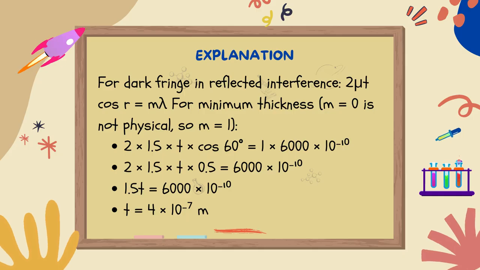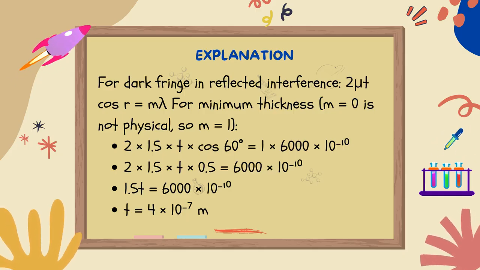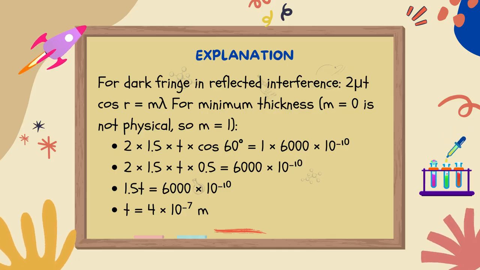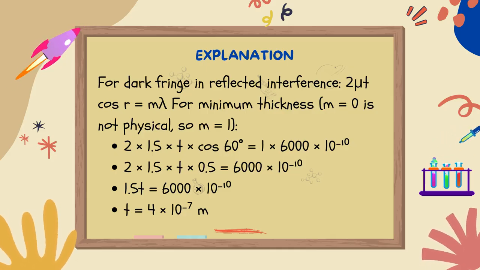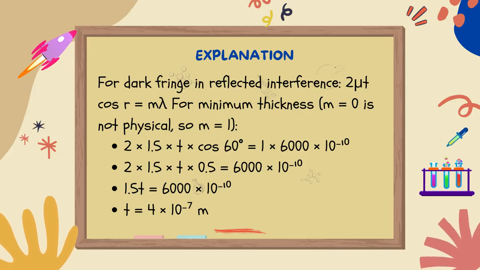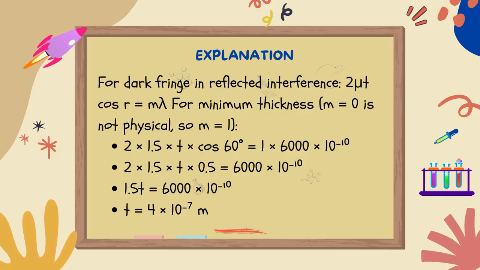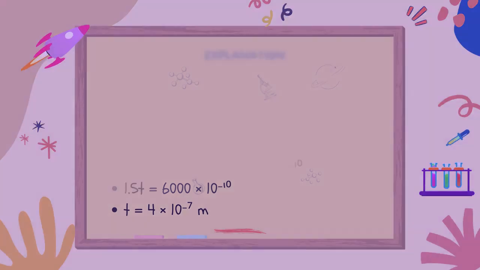negative 10. 2 times 1.5 times t times 0.5 equals 6,000 times 10 raised to power negative 10. 1.5 times t equals 6,000 times 10 raised to power negative 10. T equals 4 times 10 raised to power negative 7 m.